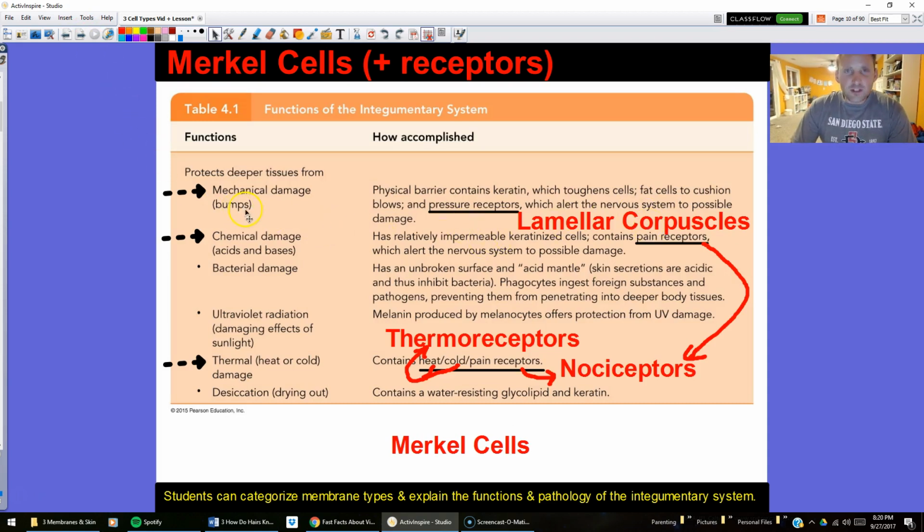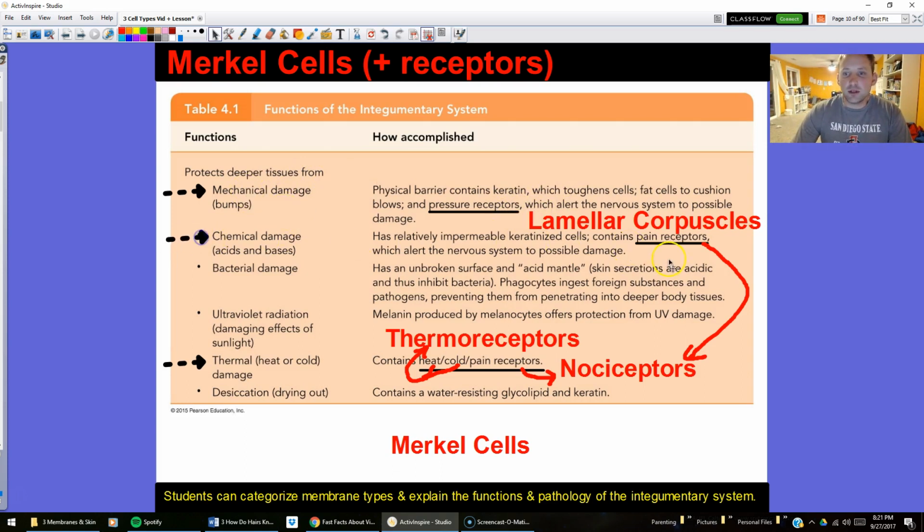So if you guys have your book open, if you go back to say, all right, where do these receptors show up in this table of functions? One way of preventing mechanical damage is when you are touched, when your fingers touch, you jerk away, and so you prevent future damage. So those pressure receptors, those lamellar corpuscles right here, alert the nervous system, and so you move away from that mechanical damage.